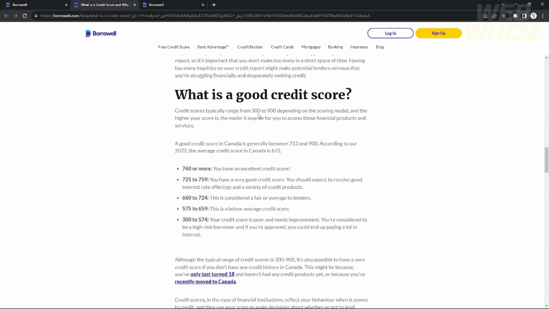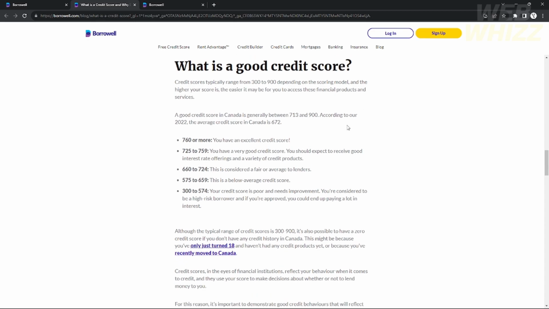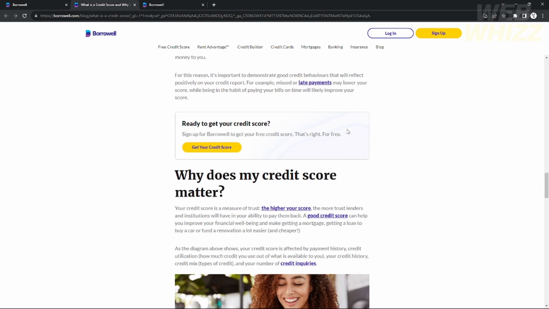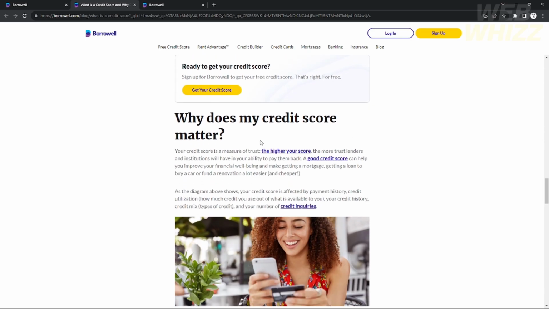So what is a good credit score? Credit scores typically range from 300 to 900 depending on the scoring model. The higher your score is, the easier it may be for you to access the financial products and services provided by your trusted lenders. So why does my credit score matter?